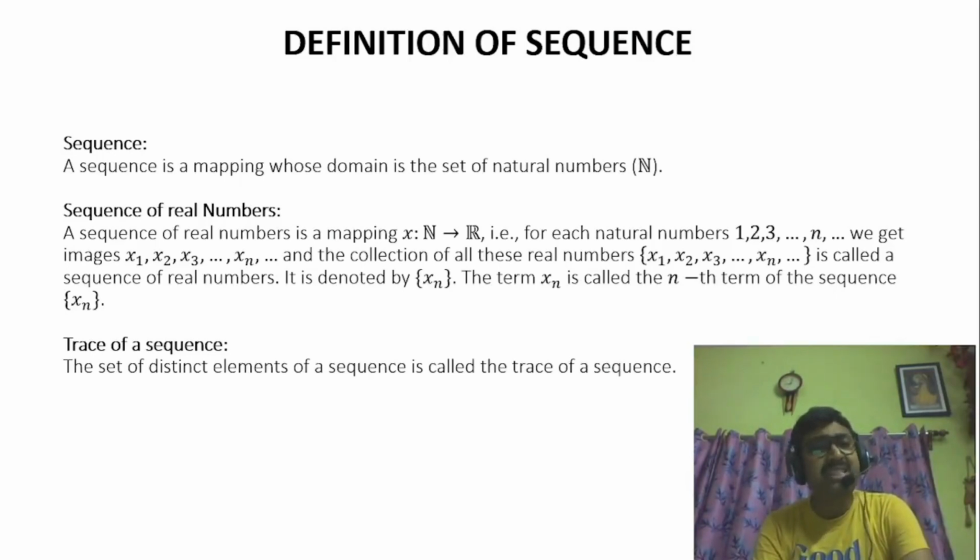Okay. Next, trace. What is trace? Trace means it is a set of distinct elements of a sequence. That means in case of a sequence, the images may be equal, may not be equal. So if the images are equal, then trace means from that collection of images we just identify the distinct elements and construct a set with the help of those elements. That is a trace.